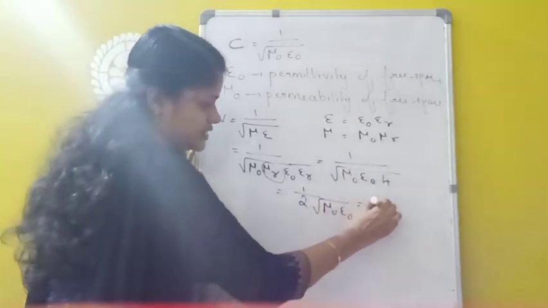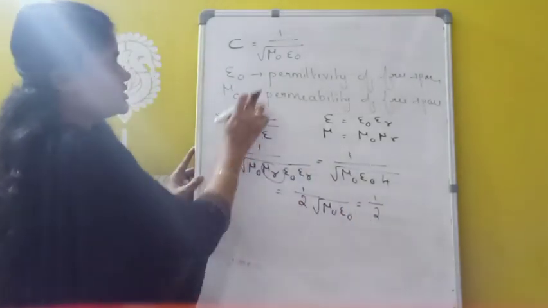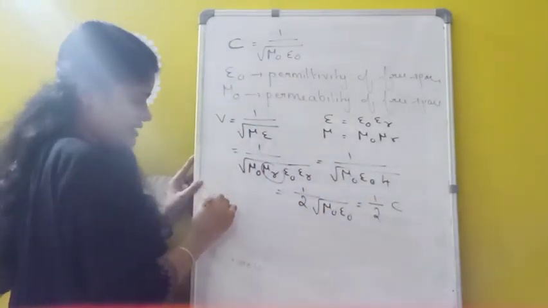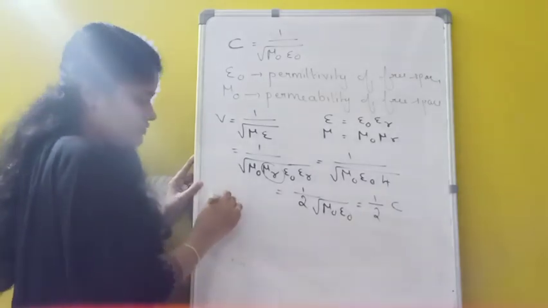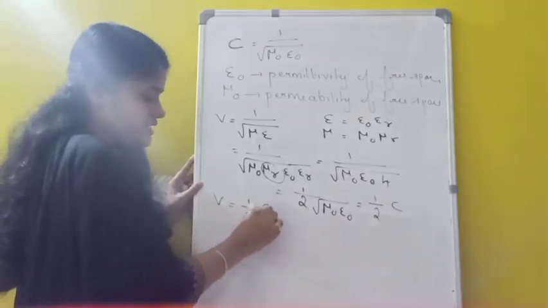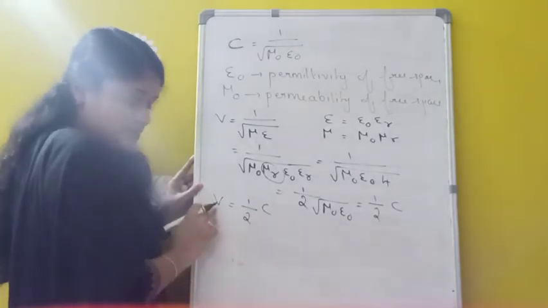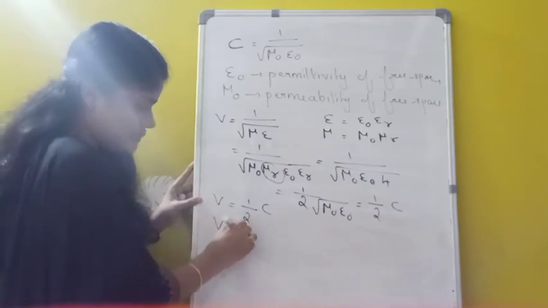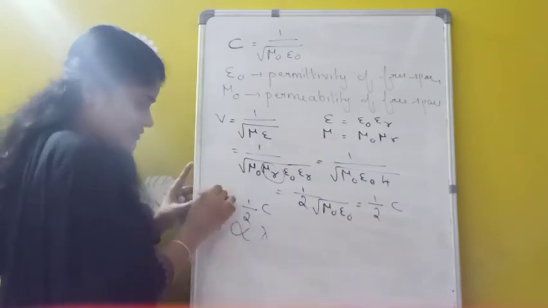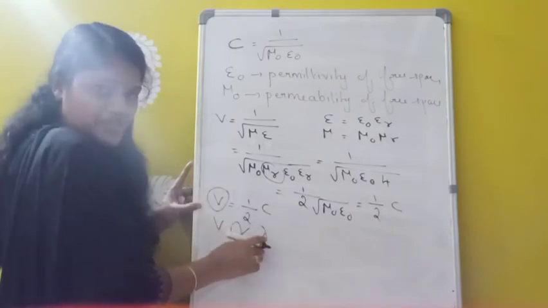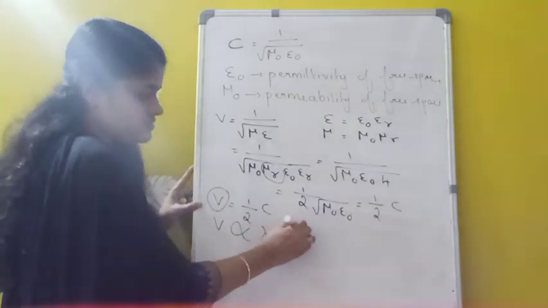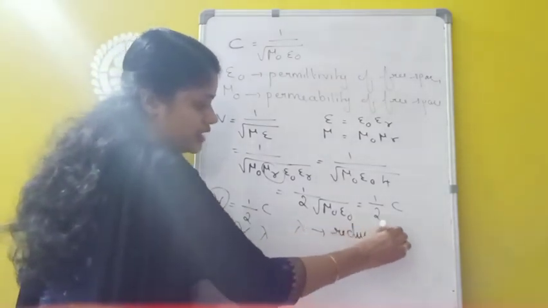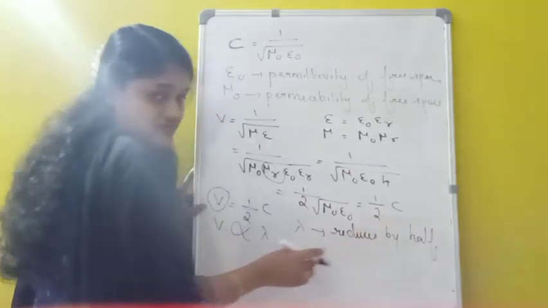That is equivalent to 1 by 2 into 1 by root of mu 0 epsilon 0, which is C. So the velocity becomes half now. Velocity equals half into the speed of light in air or vacuum. So this speed or velocity becomes half. Then what about the wavelength? Velocity is directly proportional to wavelength. That means whenever velocity becomes half, the wavelength also becomes half. The wavelength is reduced by half.